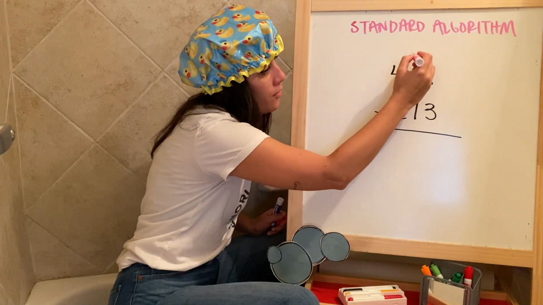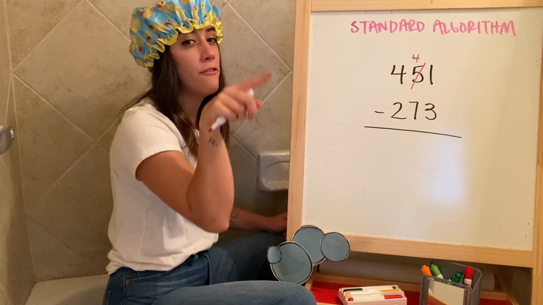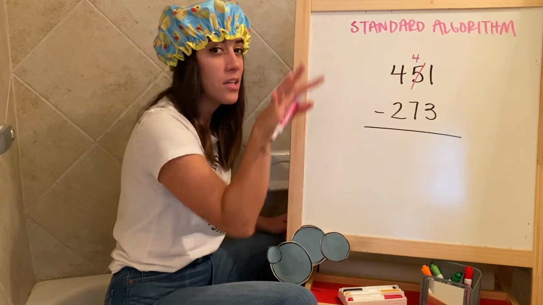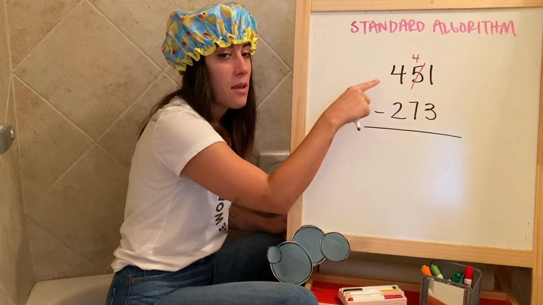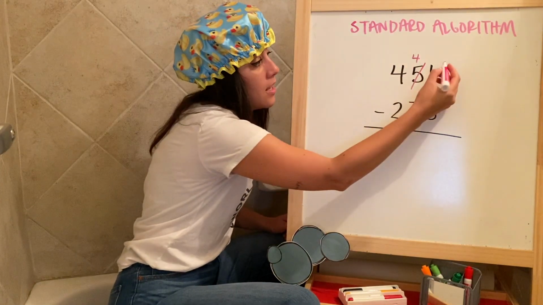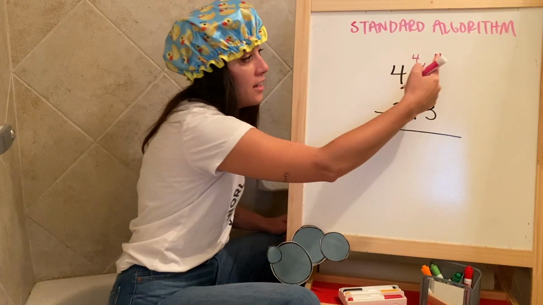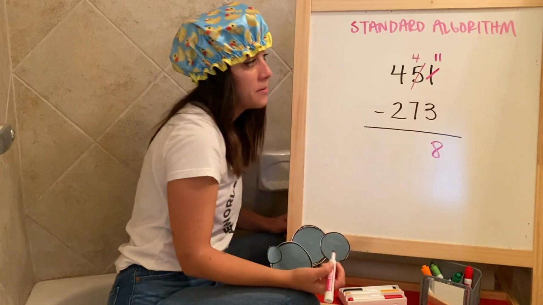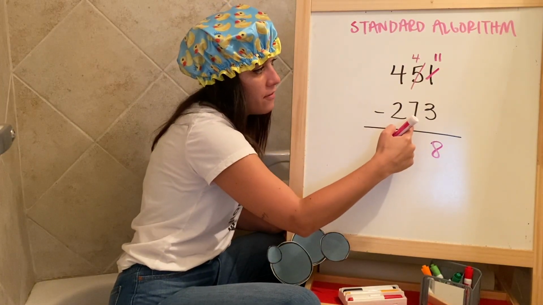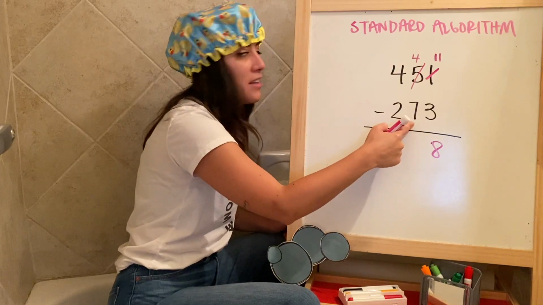So that 5 would turn into 4. Do you remember when we did 50 turned into 40? We just don't have that 0 there anymore, but it still means the same thing. There was 5 in the tens, now there's 4 in the tens. And instead of 1 here, now there's 11, okay? 11 minus 3 is 8. 4 minus 7, I'm not looking at that 5 anymore, I'm looking at the number above. 4 minus 7, can't do that.